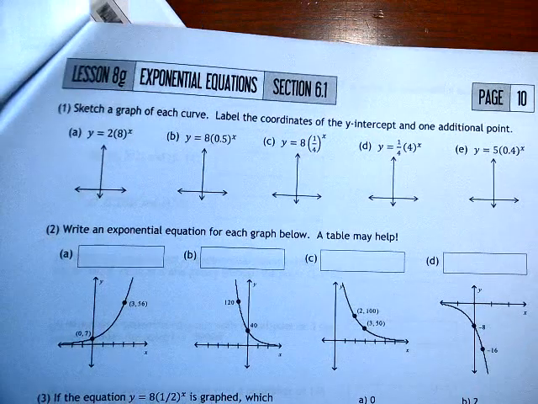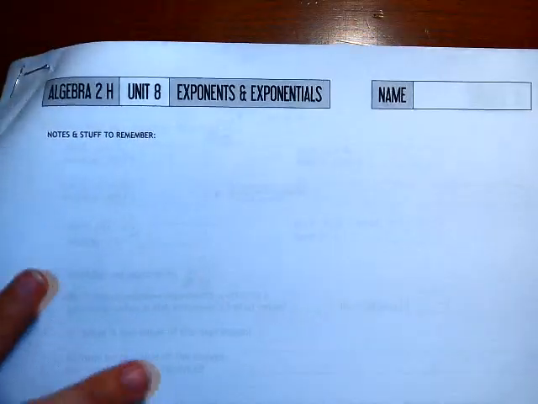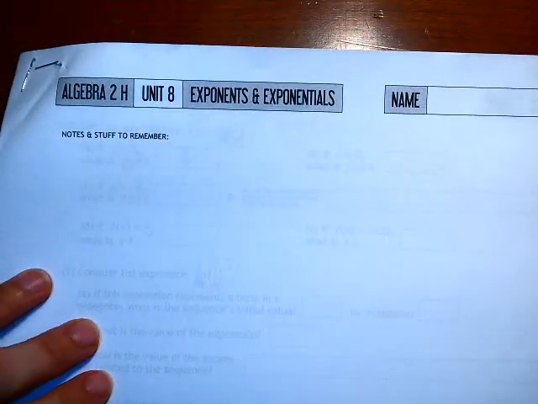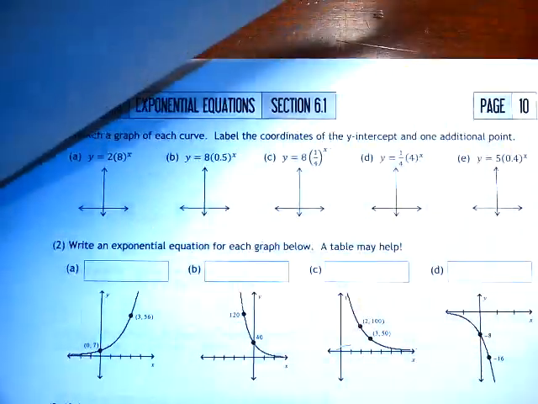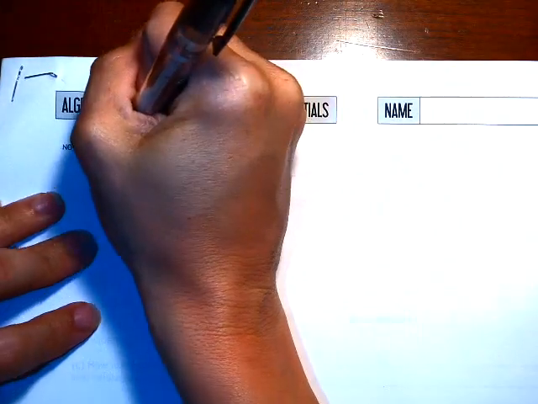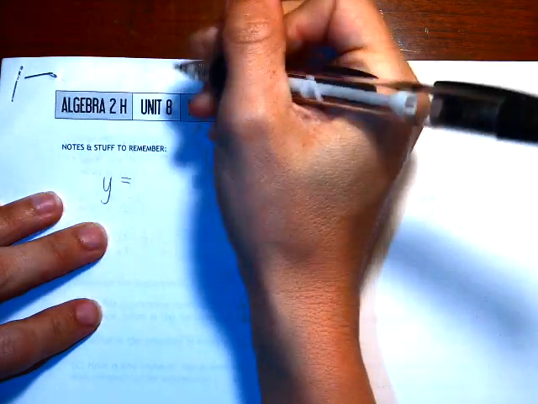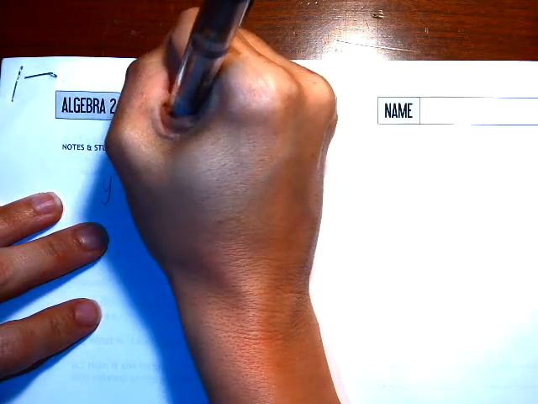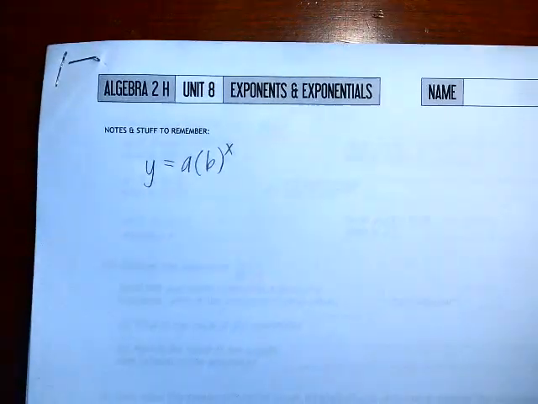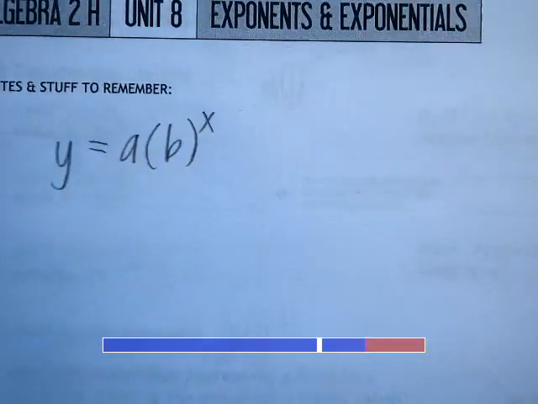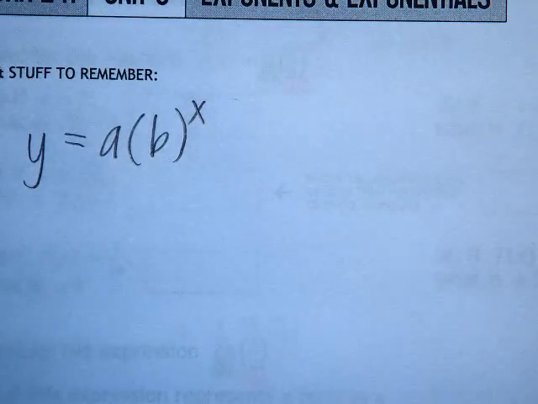I'm going to do this in the notes part of my packet, but if you didn't print the packet, or if you just prefer to take your notes somewhere else, that's fine. Here are some general things you should know. First of all, the family of exponential equations very much resembles the family of geometric sequence equations. It's almost the exact same thing, where instead of n and t of n, we're using x and y.